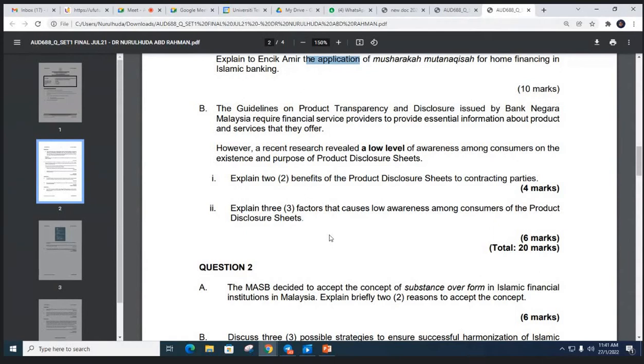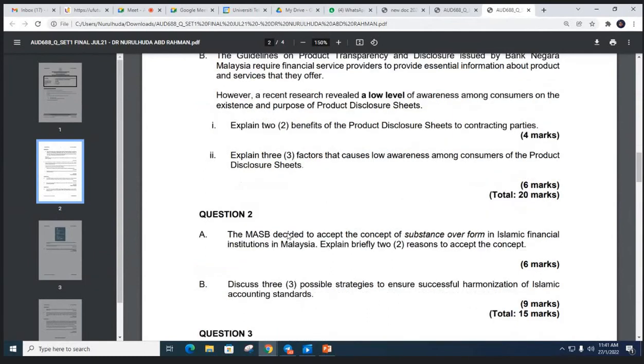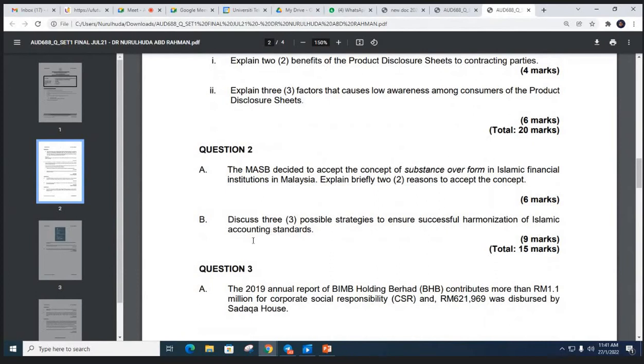And then lack of understanding. Bila tengok tahu ada kan, but then they do not appreciate the information tu because they do not understand what the contents are about. Okay, so that might be the factors of low awareness among consumer of PDS.